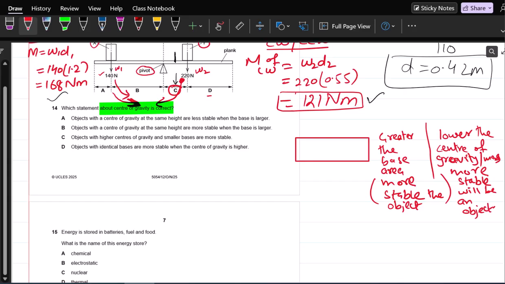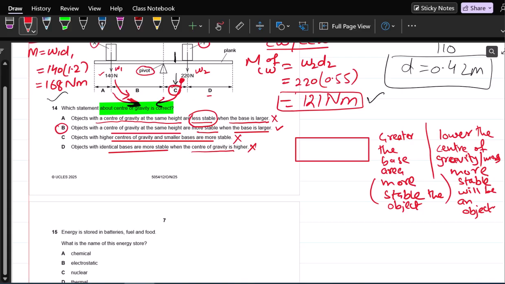Or center of gravity is the point where whole weight of an object acts. Objects with center of gravity at the same height are less stable when base area is larger. When base area is larger, then it will be more stable, not less stable. This is wrong. Objects with center of gravity at the same height are more stable when base area is larger. Yes, possible. Objects with higher center of gravity and smaller bases, no, wrong. Objects with identical bases are more stable when the center of gravity is higher. No, center of gravity should be lower. So B is right for question number 14.